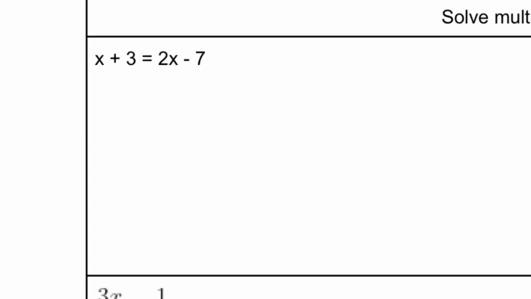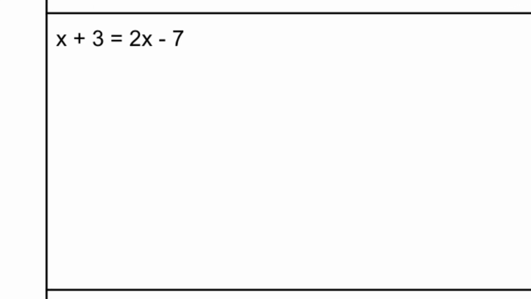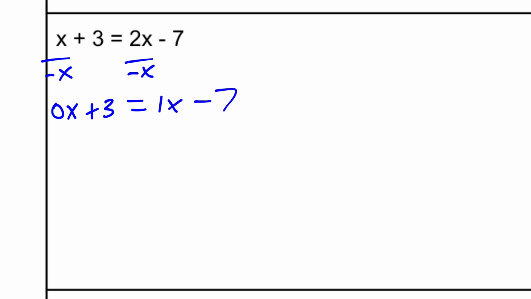So here there's nothing to distribute or combine in terms of like terms. So I have an x and a 2x. I need to cancel out one of those. What does that look like? We're going to add or subtract. So I'll do minus x and minus x. And over here is 0x plus 3. And here is 1x minus 7.